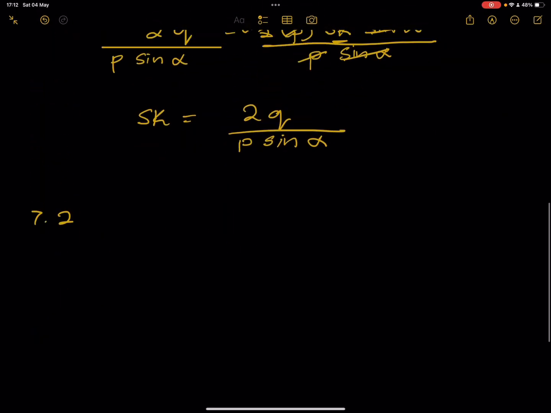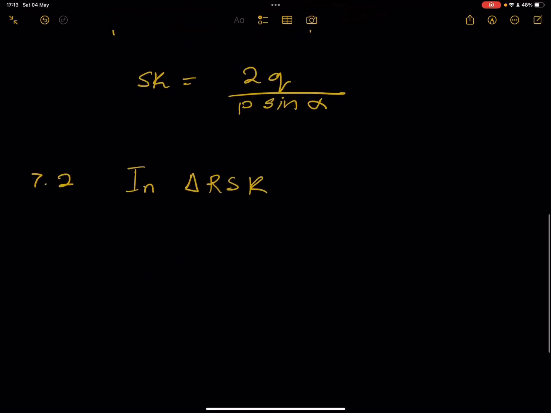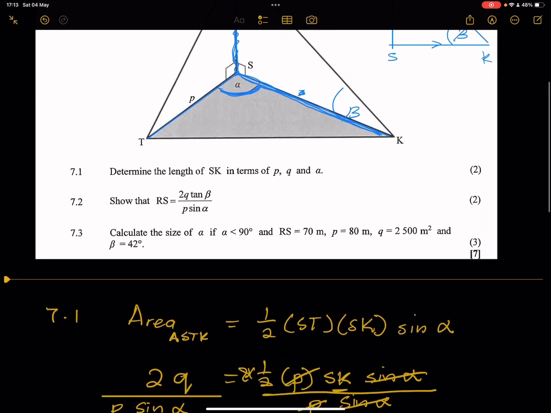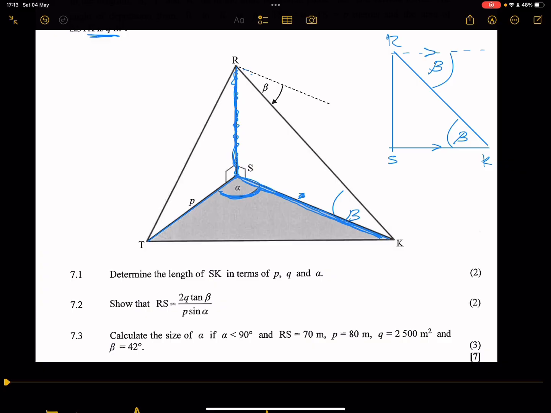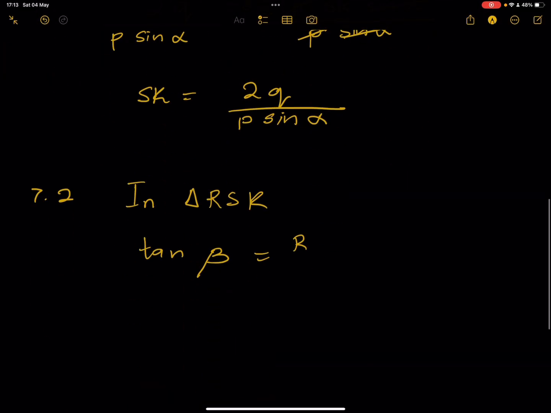So I'm going to say, well, let's state first, in triangle RSK, right? So I'm looking at triangle RSK. I've got the tan of beta. So tan of beta would be equal to opposite, which is my RS, divided by adjacent, which is SK. So that's RS over SK, right?